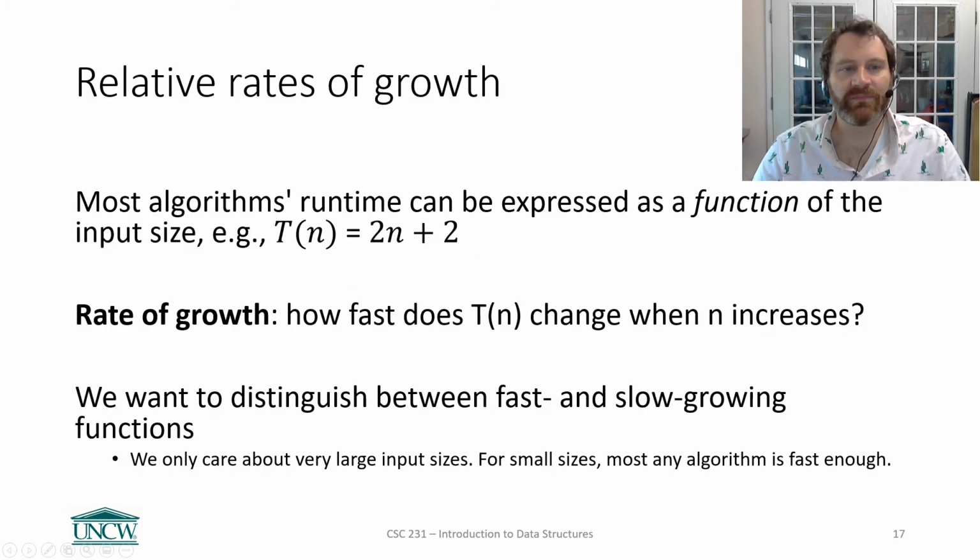Okay, so remember, most algorithm runtimes can be expressed as a function of the input size. So the input size is the n here. It's the thing driving the number of steps. And we created T(n)'s that looked like something like this, 2n + 2. Now what we're really interested in here is the rate of growth. That's going to be our basis for comparing two algorithms to one another. How fast does this T(n) change as you change the n? How fast does it grow?